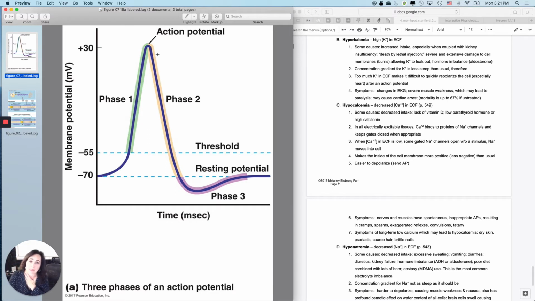It may and often does cause cardiac arrest with hyperkalemia, because if you depolarize a cardiac muscle cell and it can't repolarize, you can't use it again. Mortality with hyperkalemia is up to 67% if untreated. And what we do with death by lethal injection in this country and in this state, and I'm from Texas, and Texas executes a lot of people via death by lethal injection.